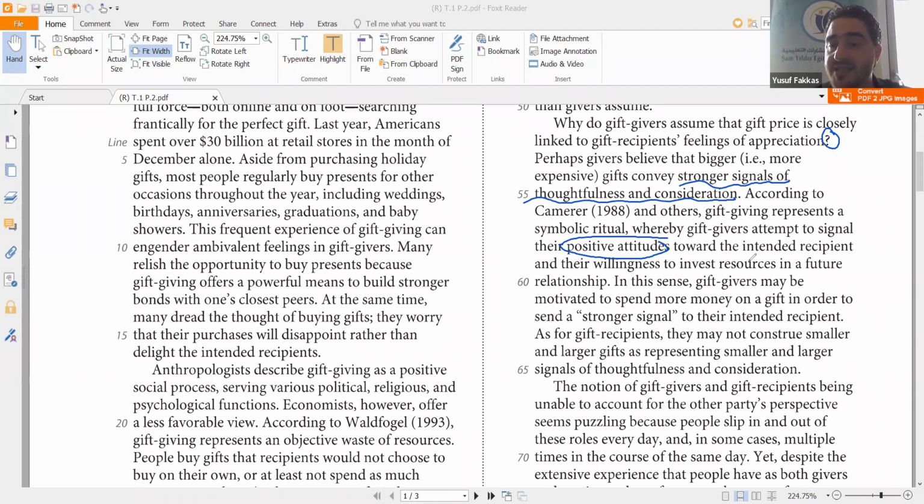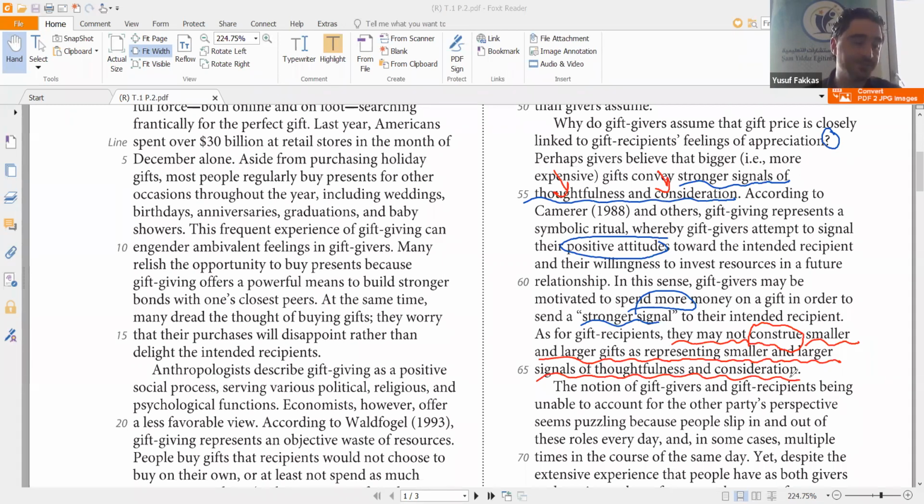Now, in this sense, gift givers may be motivated to spend more money on a gift in order to send a stronger signal to their intended recipient. Again, what they are trying to do when they buy something more expensive is show how thoughtful, how considerate, how caring they are. As for recipients, they may not interpret smaller and larger gifts as representing smaller and larger signals of thoughtfulness and consideration.